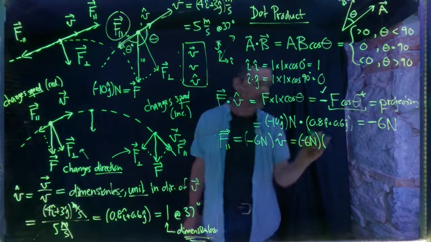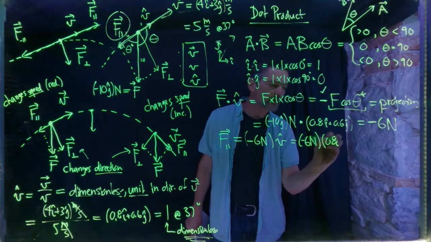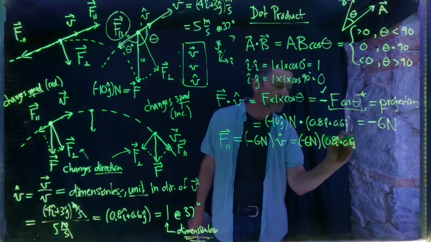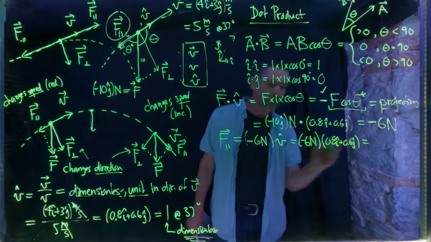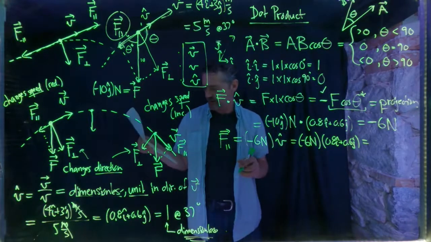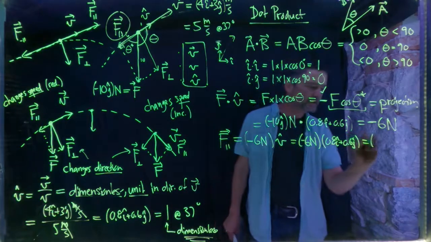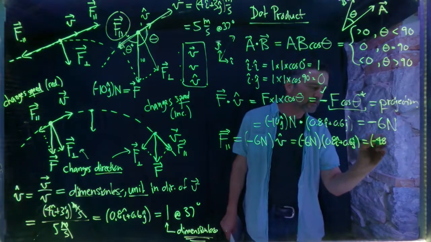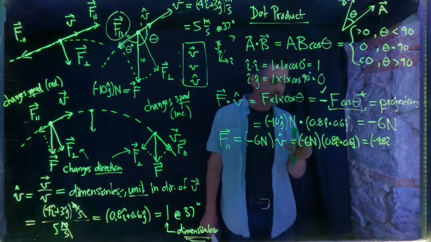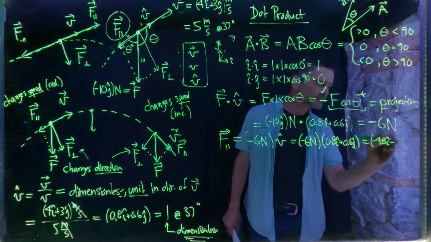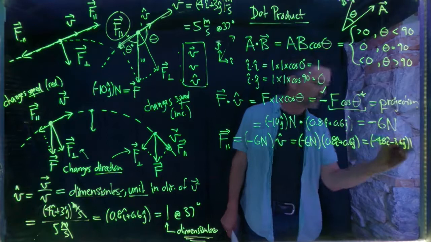V hat is 0.8 i hat plus 0.6 j hat. Okay, and so we work this out. I'm going to run out of space here. So this is 6 times 8 is 48, so this is negative 4.8 in the i hat direction. Negative 6 times 6 is negative 36, negative 3.6 j hat. And the units are newtons.